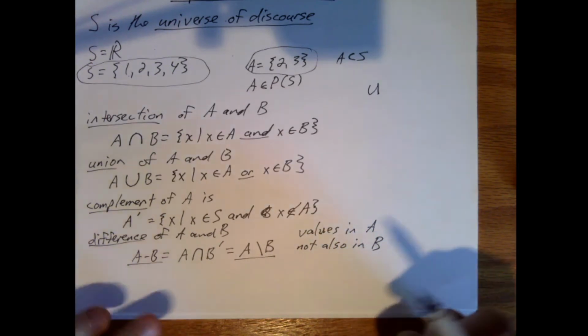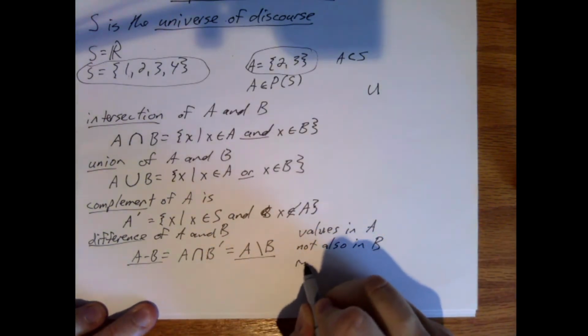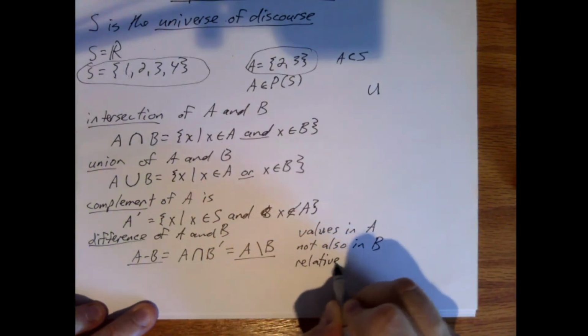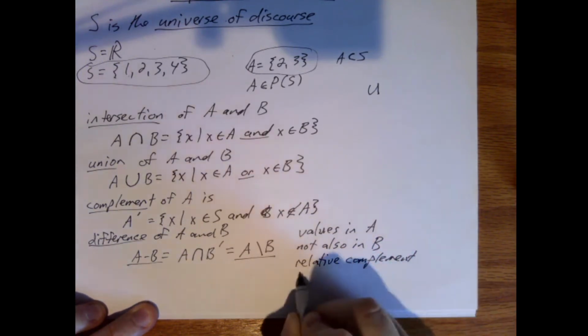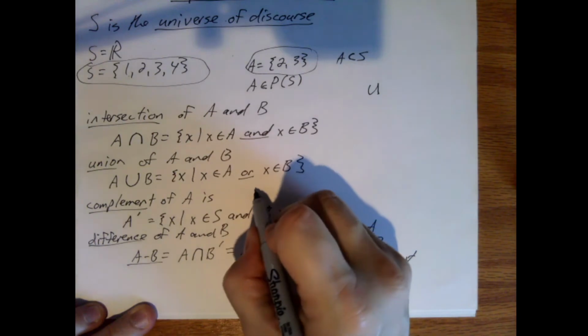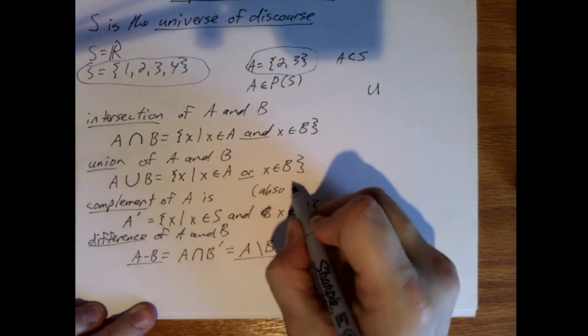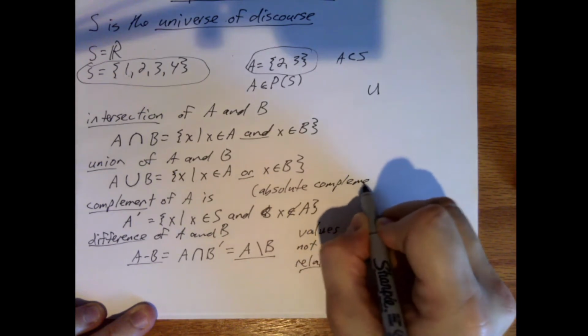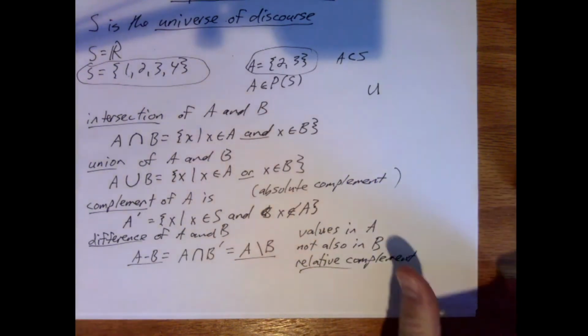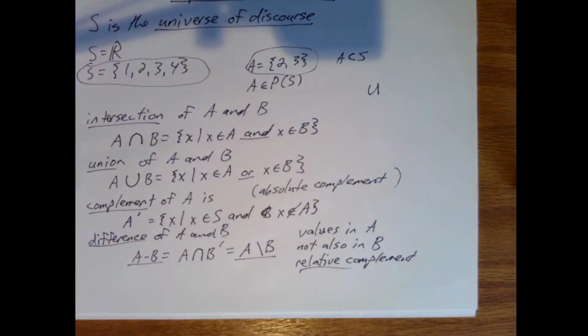All right. It's also sometimes called the relative complement, whereas this complement would be the absolute complement. All right. So there are some definitions. Now let's look at some examples.